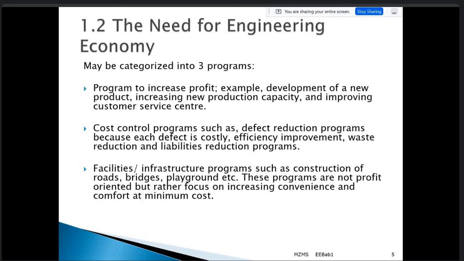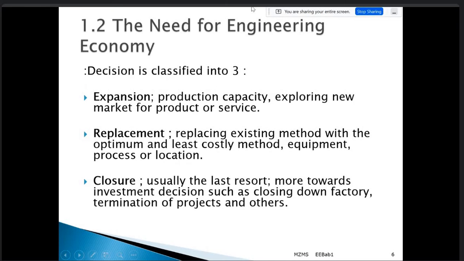Okay. So right now, most of the companies have run these three types of programs, so that from time to time, when the economy becomes stable, they can get more profit and be more comfortable to live in. So this is the decision. Okay, decision. So for the decision, we also have three types of decisions.